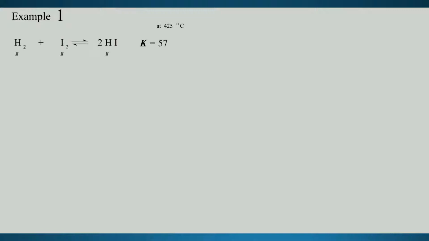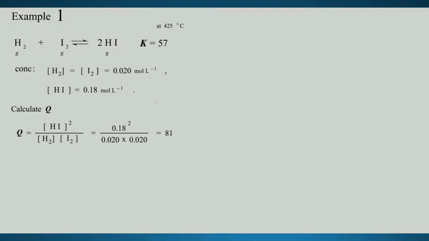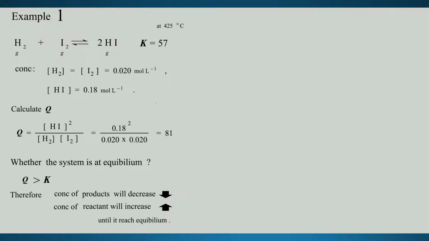Example 1. The K value is 57. Pay attention, the K value is given to you as 57. You do the experiment and find these concentration values. You put them into the equation as Q, product over reactant, and it gives you 81. Is the system at equilibrium yet? The Q value is bigger than K, so they are not at equilibrium. So what will happen? Product will decrease and reactant will increase until it reaches equilibrium.